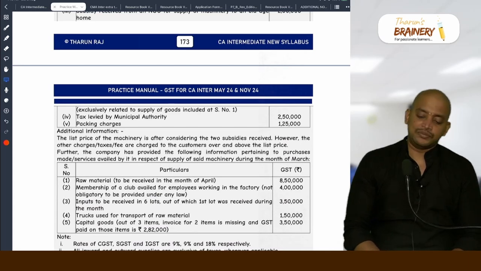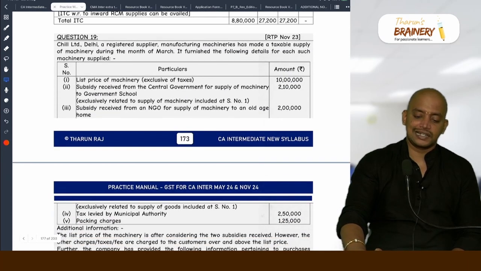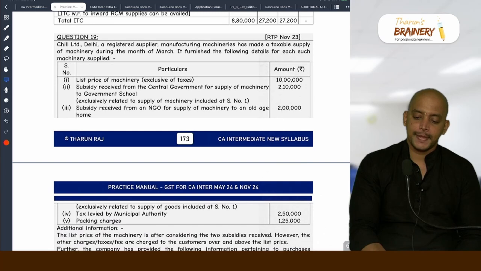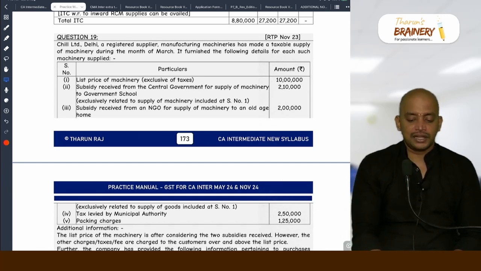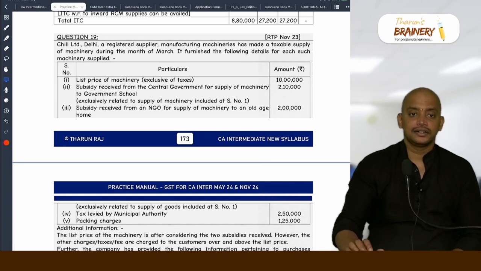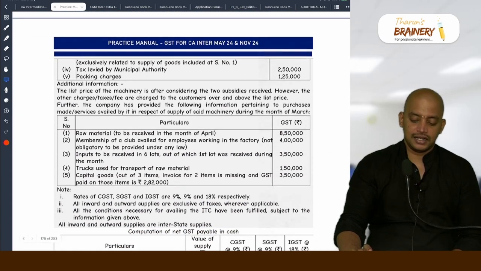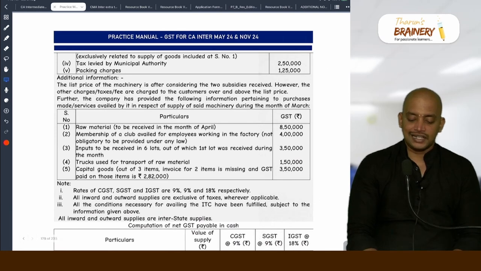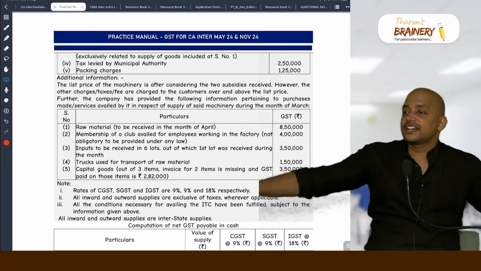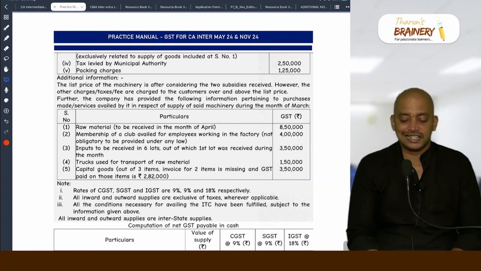Now check the question and tell me, is it intrastate or interstate? Where is it given? Delhi registered supplier manufacturing machineries has made a taxable supply of machinery during the month of March, okay. Last point: all inward and outward supplies are interstate. Means in one column itself we can complete. We don't have CGST, SGST, IGST column. Correct?